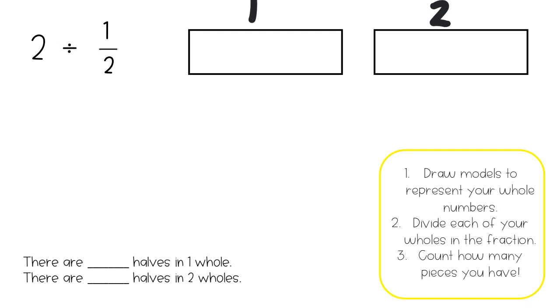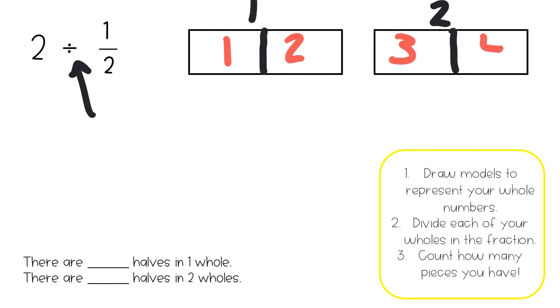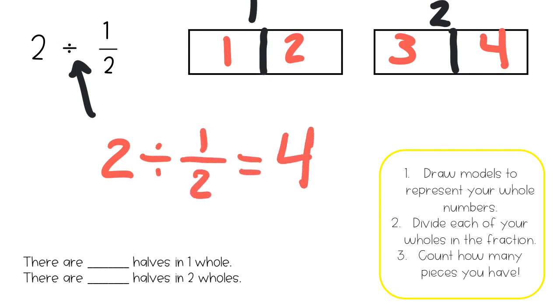Now I need to divide each of those, because think about it, when we divide, we're sharing, we're breaking things up, into a half. So let's break each of those into a half. Okay. Now count how many pieces you have. We have 1 piece, 2 pieces, 3 pieces, 4 pieces. So 2 divided by 1/2 equals 4.